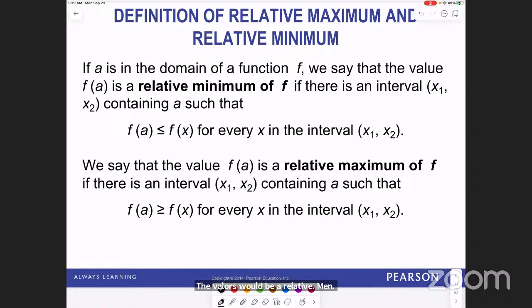So if a is in the domain of a function f, we say that the value f of a is a relative min of f if there's an interval (x1, x2) containing a such that f of a is less than or equal to all f of x for every x in this open interval (x1, x2). We say that the value f of a is a relative max.